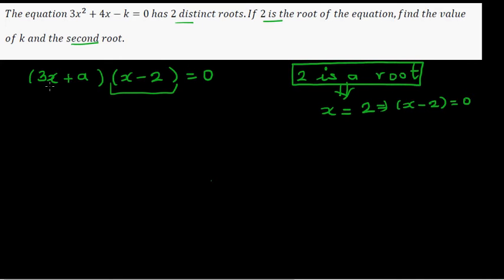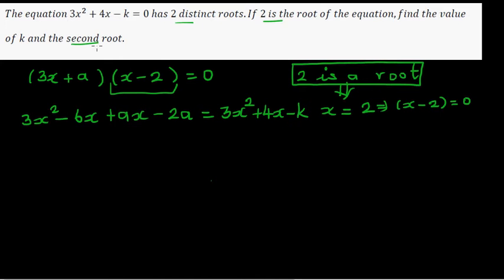Now how did I write 3a here? Because I know 3x times x is going to be 3x squared. So let's expand this. 3x times x is 3x squared, 3x times negative 2 is negative 6x. Then plus a times x is plus ax, minus 2a, is the same as 3x squared plus 4x minus k. So what we are saying is, this quadratic equation and this are the same. And that's why I started with 3x and x here.